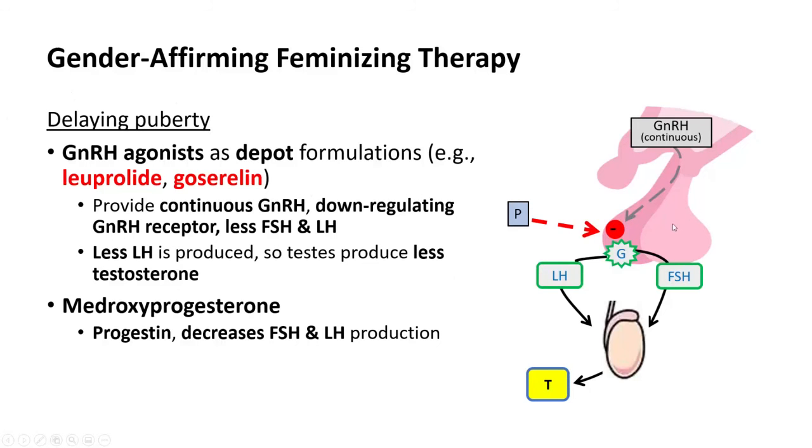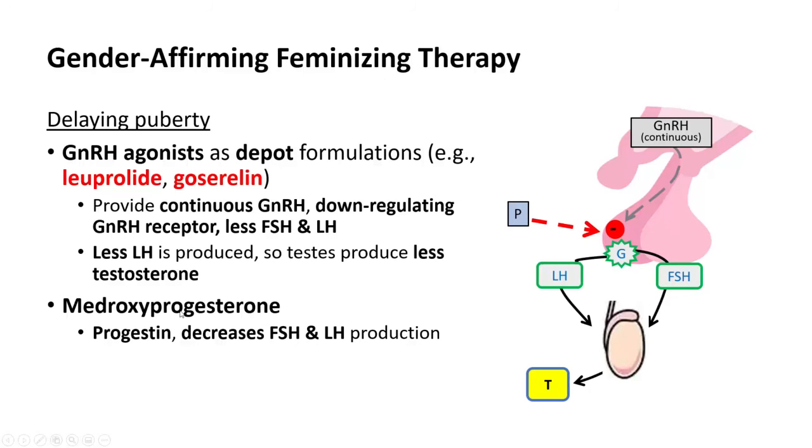So the mechanism of delaying the puberty is because if you give agonists of the gonadotropin releasing hormone, what's going to happen? If you provide a continuous infusion, right, dosing of those gonadotropin agonists, that will promote a blockade of the release of LH and FSH, and consequently the production of testosterone. So with less LH produced, there will be less testosterone produced. And that's the idea of using this kind of drug for gender-affirming feminizing therapy.